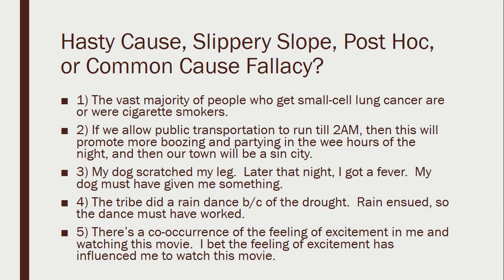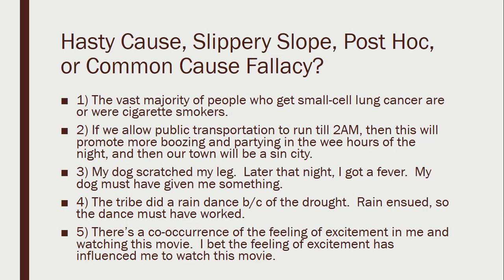Let's look at the second one. If we allow public transportation to run till 2 a.m., then this will promote more boozing and partying in the wee hours of the night, and then our town will be a sin city. So this is very much a slippery slope fallacy in this case. We have a sequence of causal chain of events. If we allow one thing to happen, then all these other things are eventually going to happen down this causal chain of events. And really no evidence is given to support each move down this causal chain to show that these kinds of causal inferences are warranted or justified or have enough evidence or are more likely to occur than not.